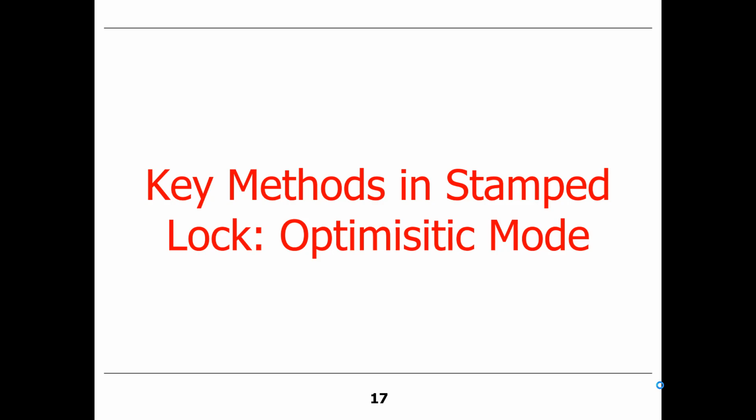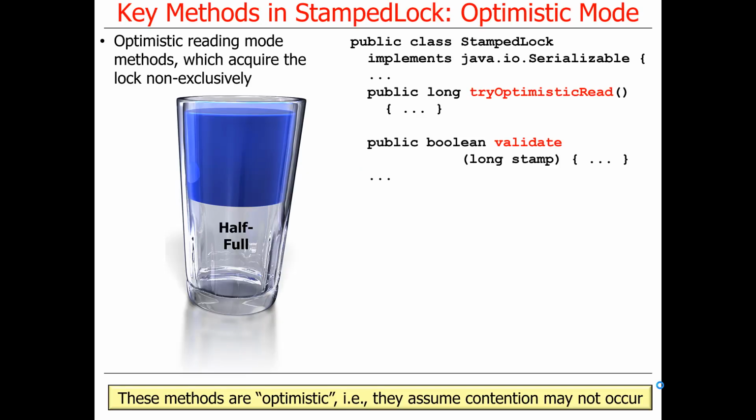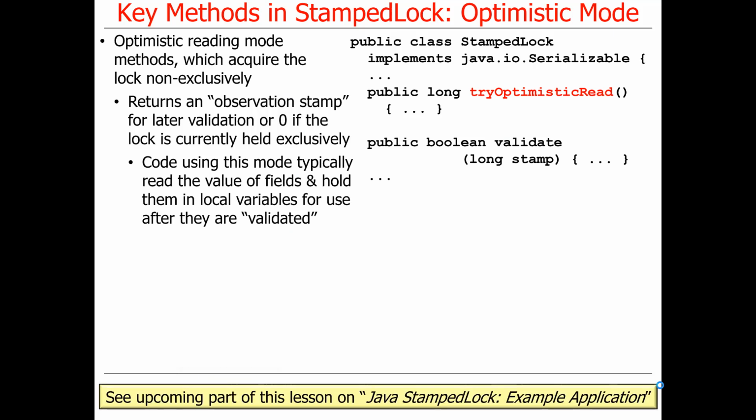The third type of methods operate in what's called optimistic mode. Optimistic reading mode methods acquire the lock non-exclusively. These methods are optimistic. In other words, they assume contention may not occur. The tryOptimisticRead method returns an observation stamp that can later be validated. However, if the lock is currently held exclusively, the value 0 is returned.